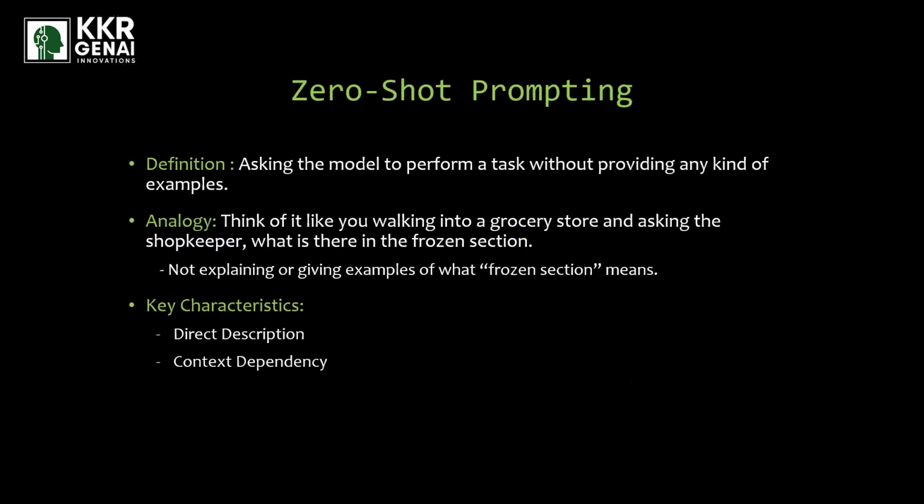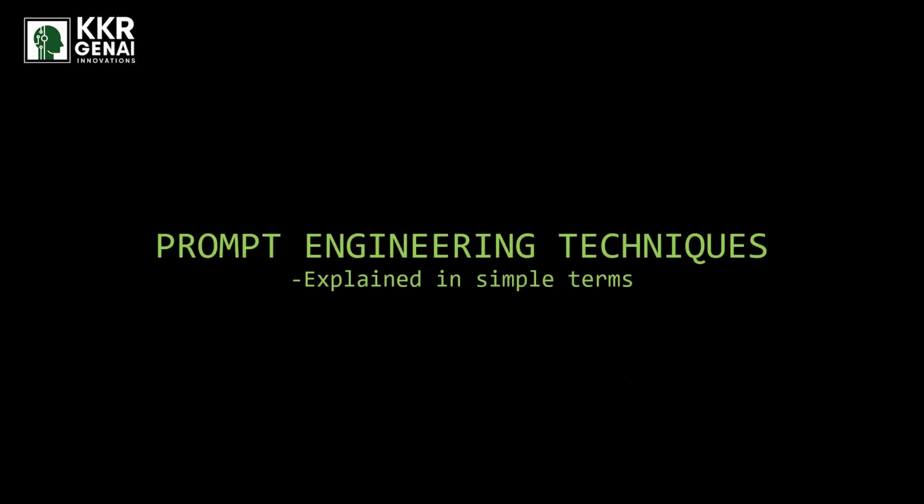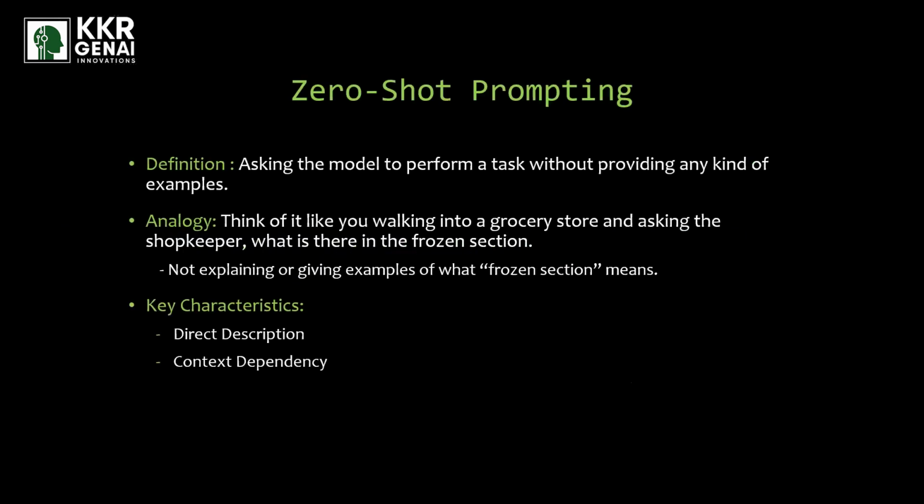So now I'll brush through the techniques that we have learned before. The first one is called zero shot prompting. This is simply where we are not providing any kind of examples to the model. We are directly giving the context and asking the question of what we need.